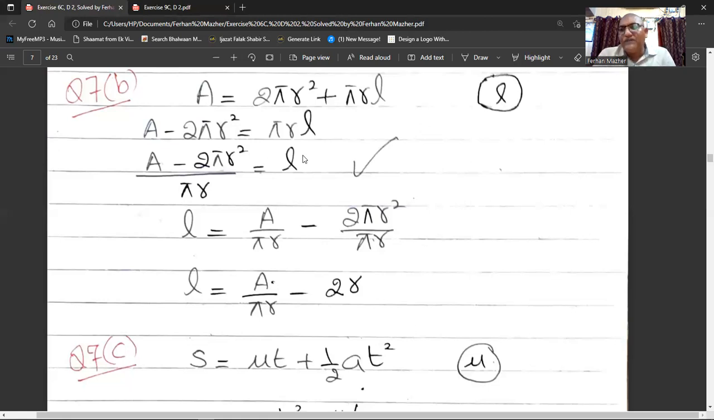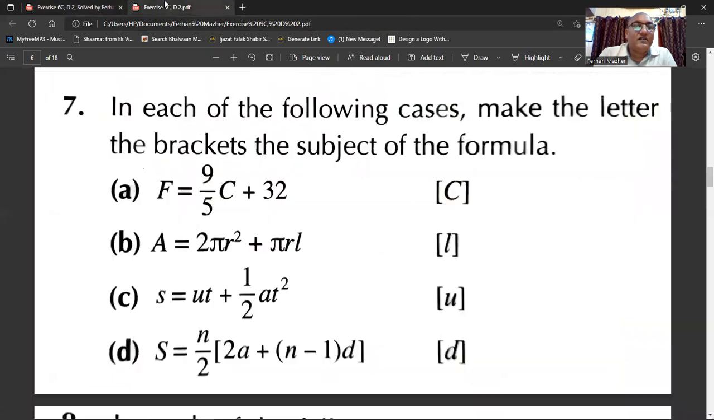So you can go further, but there is no need to do this. If you stop here, no problem. If you come to this point, no problem. But in the book, the answer is this. Okay. Then the C part.